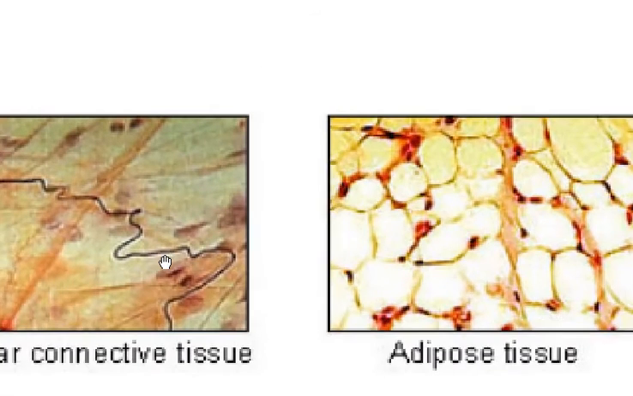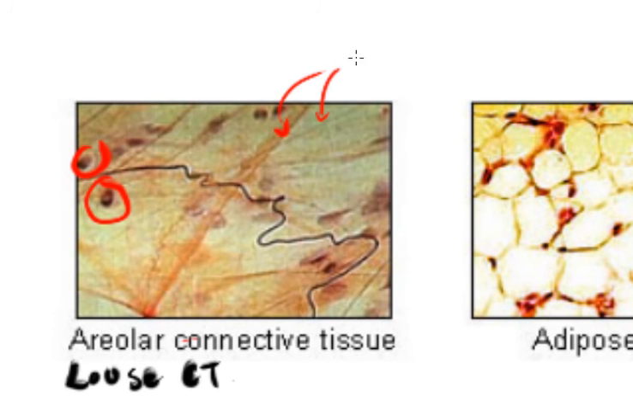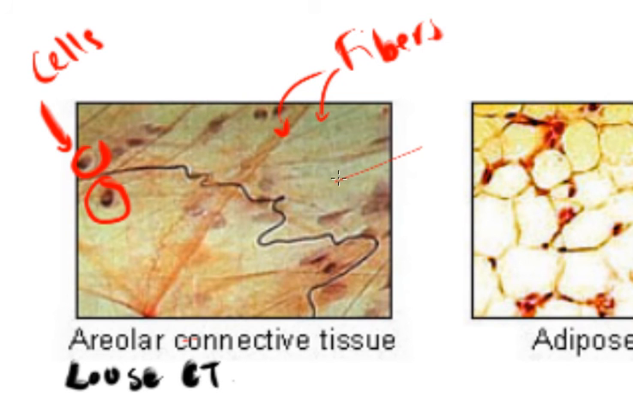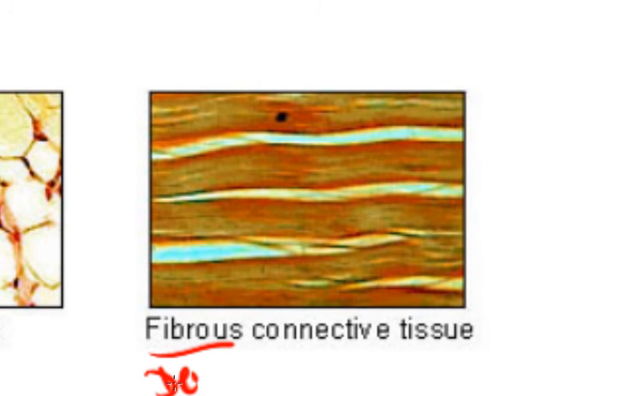You can see here you have areolar connective tissue. Areolar connective tissue means it's a type of loose connective tissue. So you can see these are the cells, and these lines that you can see are the fibers, and this clear space in between these fibers is the ground substance, right? You can see it's all haphazardly arranged, right?